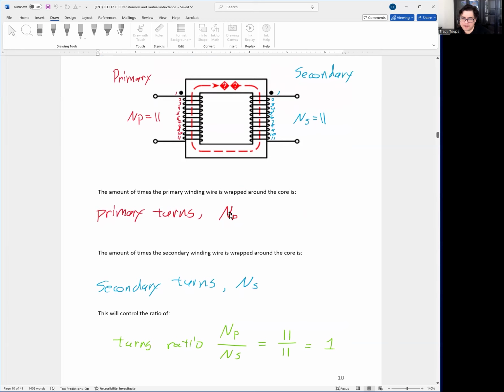And we could figure out this ratio because that's going to have a direct impact on our voltage levels. That ratio we could say is primary over secondary, NP over NS. This is called the turns ratio of a transformer. It's very, very important. In this particular one, we went 11 to 11, so it's equal to 1. But it's always going to be a ratio of how many windings on one side versus another.